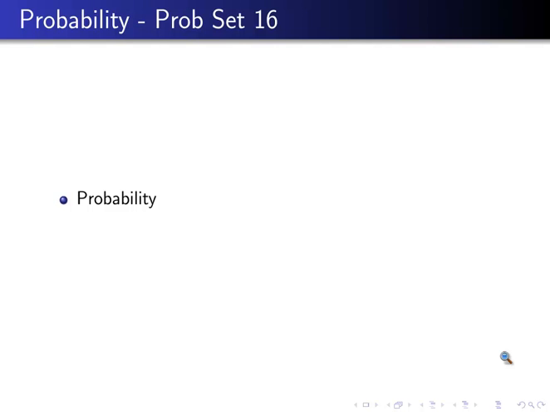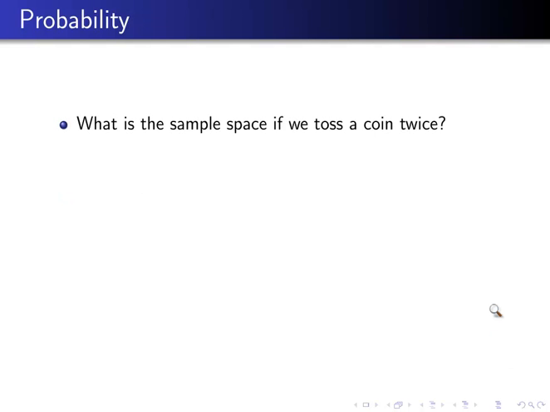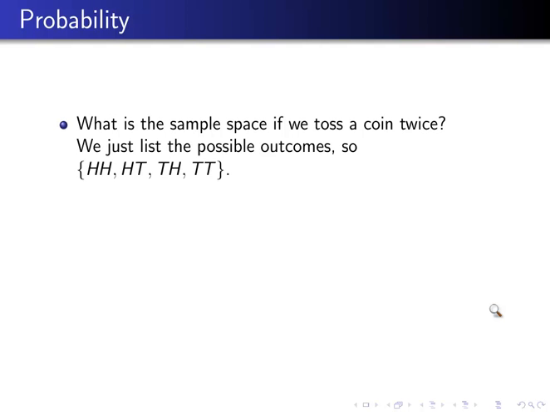So we look at the solutions to problem set 16 here. What is the sample space if we toss a coin twice? Well, that's just a list of the possible outcomes. So head head, head tails, tails head, tail tails.